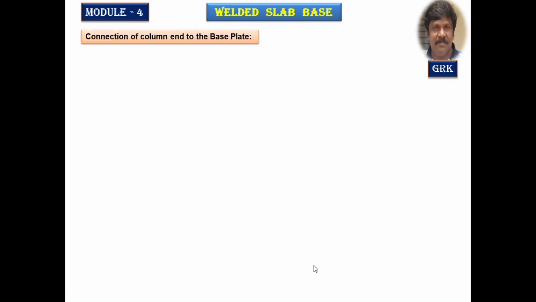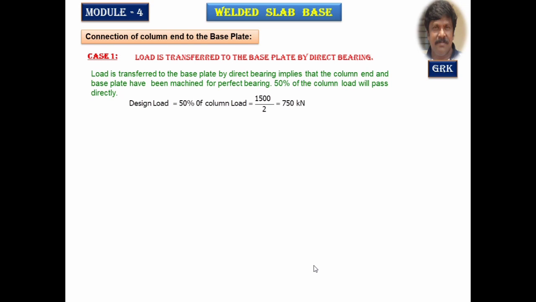Now we'll go with the connection details. There are two cases, one for full bearing, the other for not machined ends. For full bearing, the ends of the columns are cut by machine and ground. Therefore, the load that will be transferred onto the base slab will be 50% of the factored column load. It's 1500 by 2 equal to 750 kilonewton. For this 750 kilonewton, you have to design the length of the weld required.